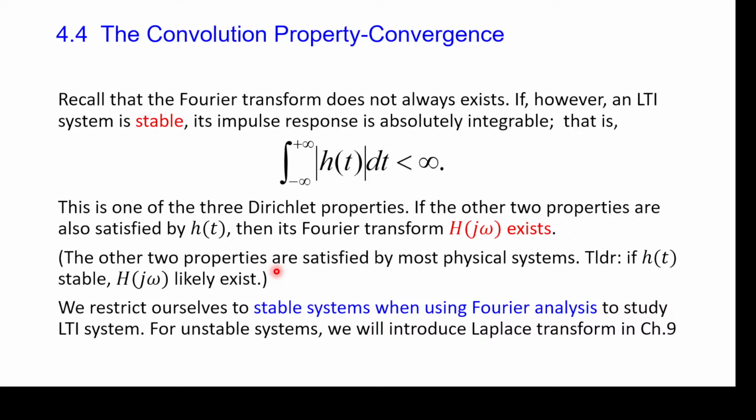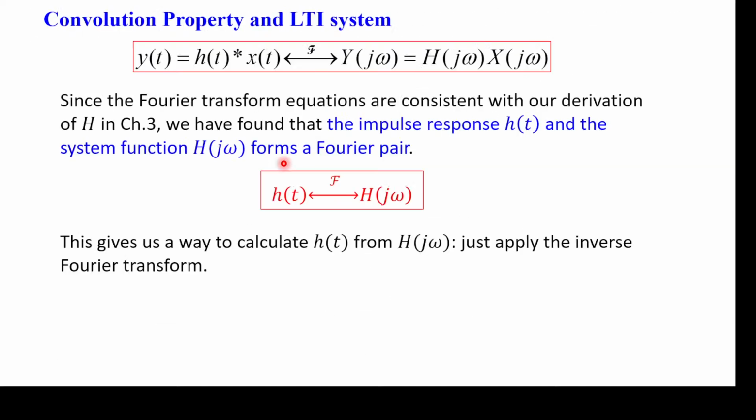Okay. And next thing, we will use the convolution property to analyze a lot of LTI systems. But there is some trouble here. If we want to use the convolution property, we should guarantee that the Fourier transform of everything in our equation exists. In particular, the Fourier transform of our h of t should exist. Right? So we want this big H to exist.